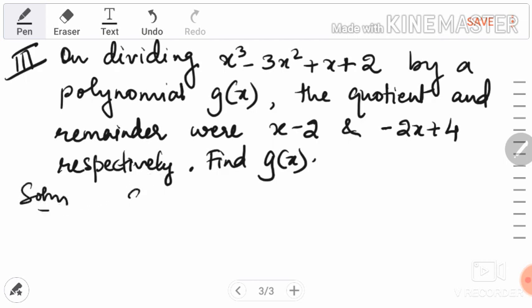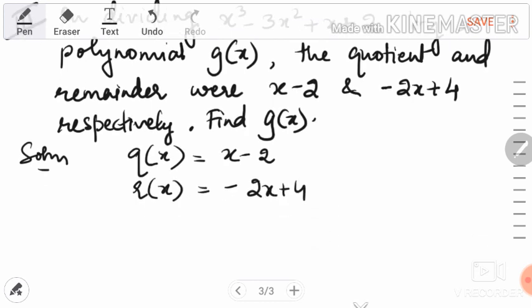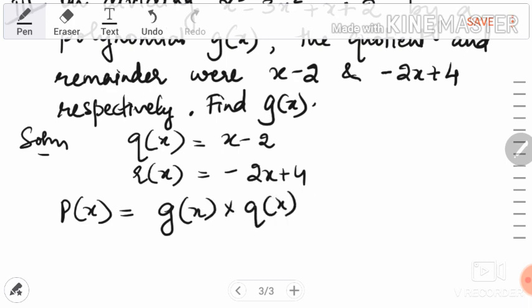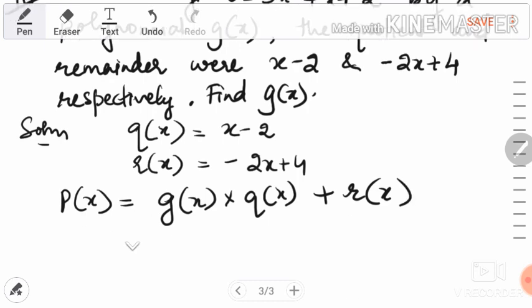Let's write down first the quotient polynomial is x minus 2. Remainder polynomial is minus 2x plus 4. Writing down the division algorithm, p of x is equal to g of x into q of x plus r of x. So plug in these values that you know.